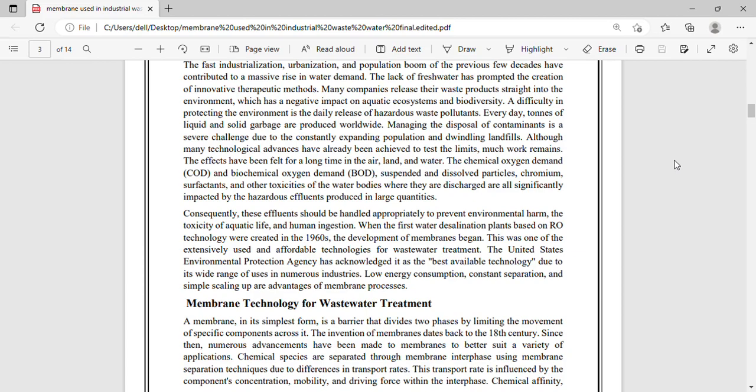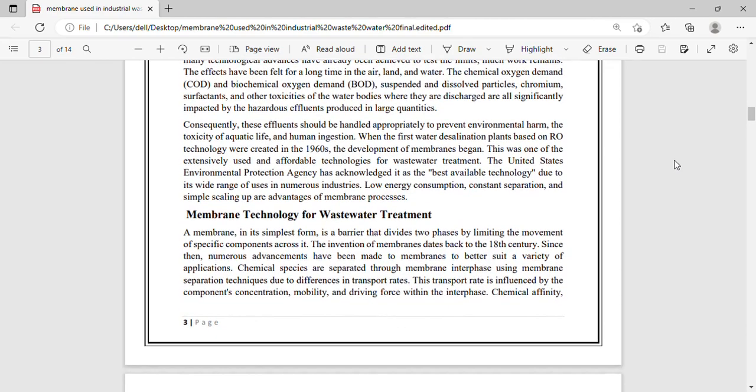The chemical oxygen demand and biochemical oxygen demand, suspended and dissolved particles, chromium, surfactants, and other toxicities of the water bodies where they discharge are significantly impacted by the hazardous effluents produced in large quantities. Consequently, these effluents should be handled appropriately to prevent environmental harm, the toxicity of aquatic life, and human ingestion.